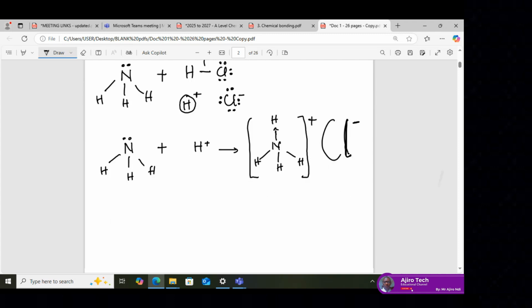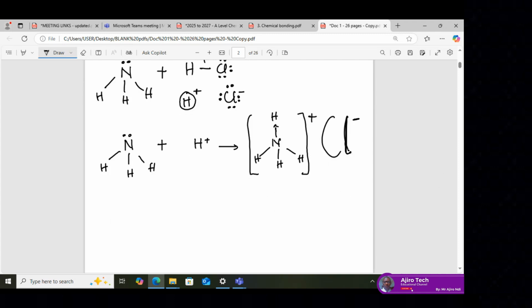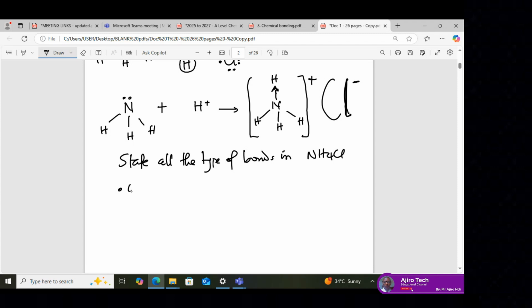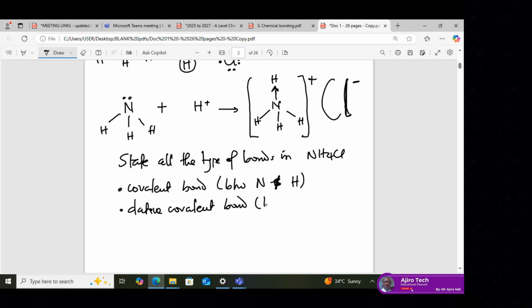Question 1. State all the bonds present in ammonium chloride. The question is state all the types of bonds in what? In ammonium chloride. Can you start telling me? Number 1, covalent. Do you have a covalent bond? Yes, 3. Between what and what? Between the nitrogen and hydrogen. Do you agree? Yes. What about the dative covalent bond? Yes, we have 1. Between what and what? N and H. Thank you.